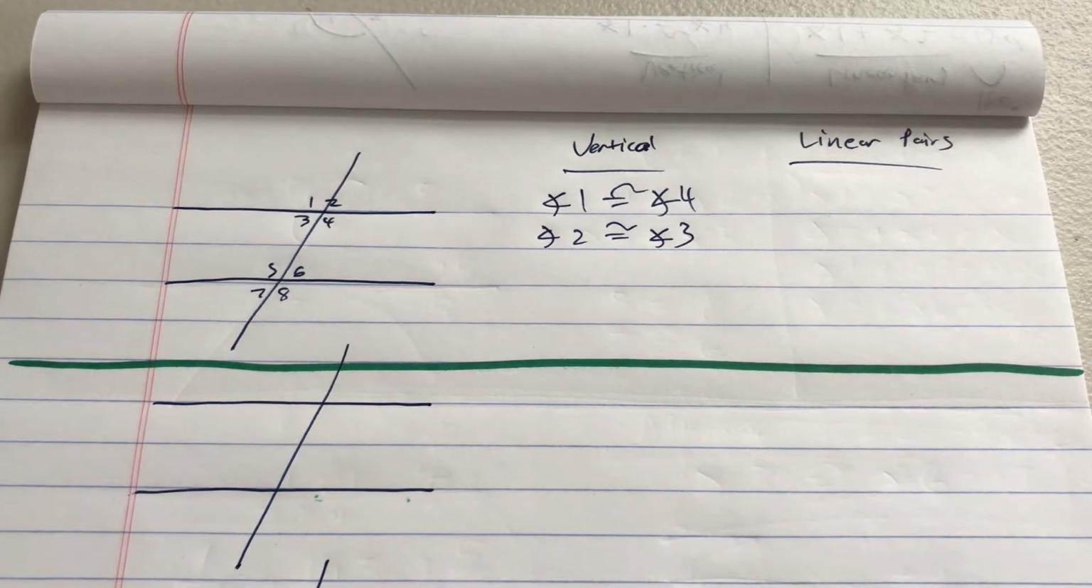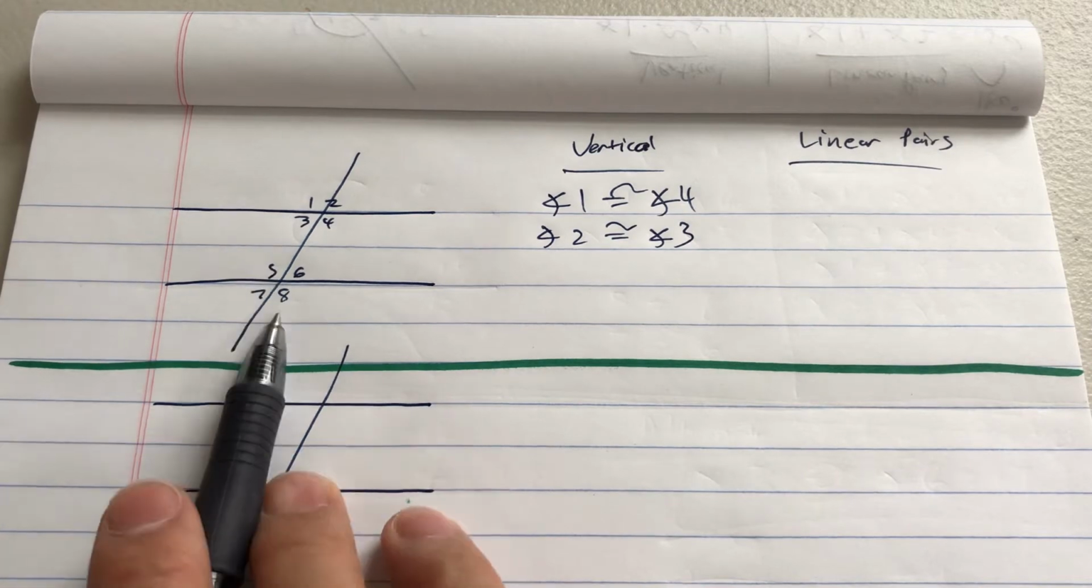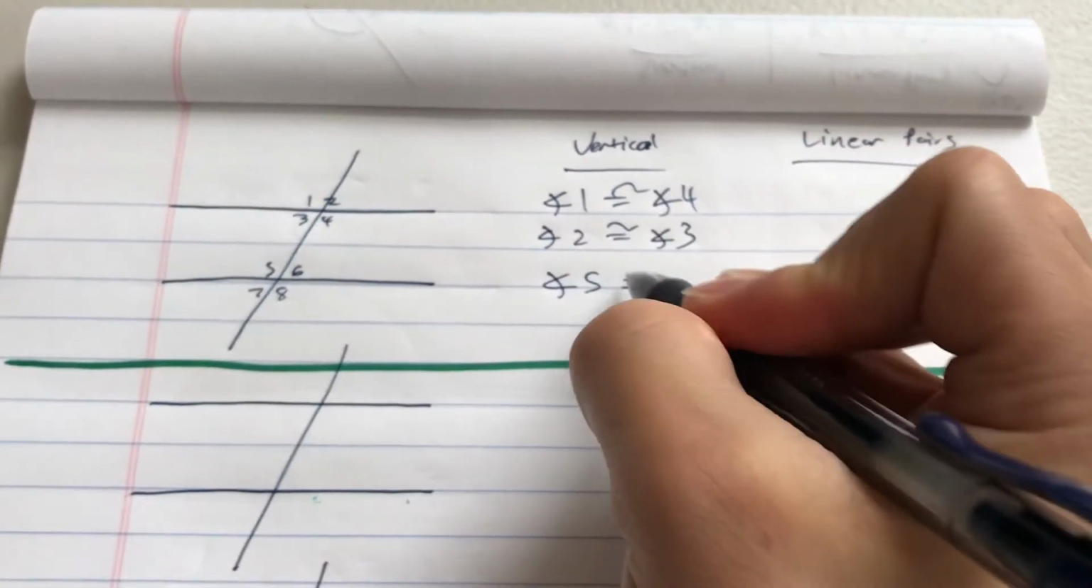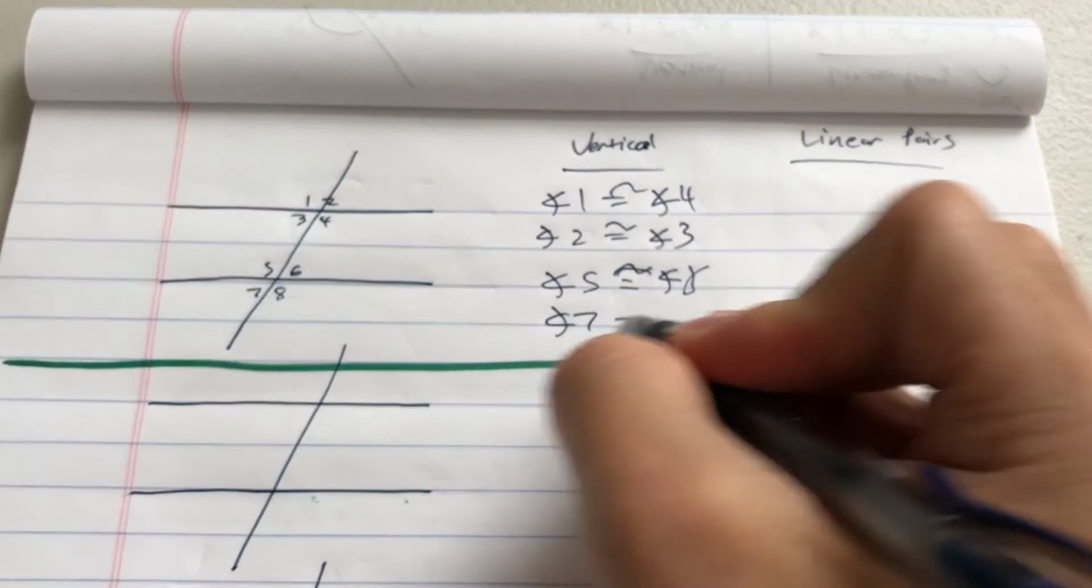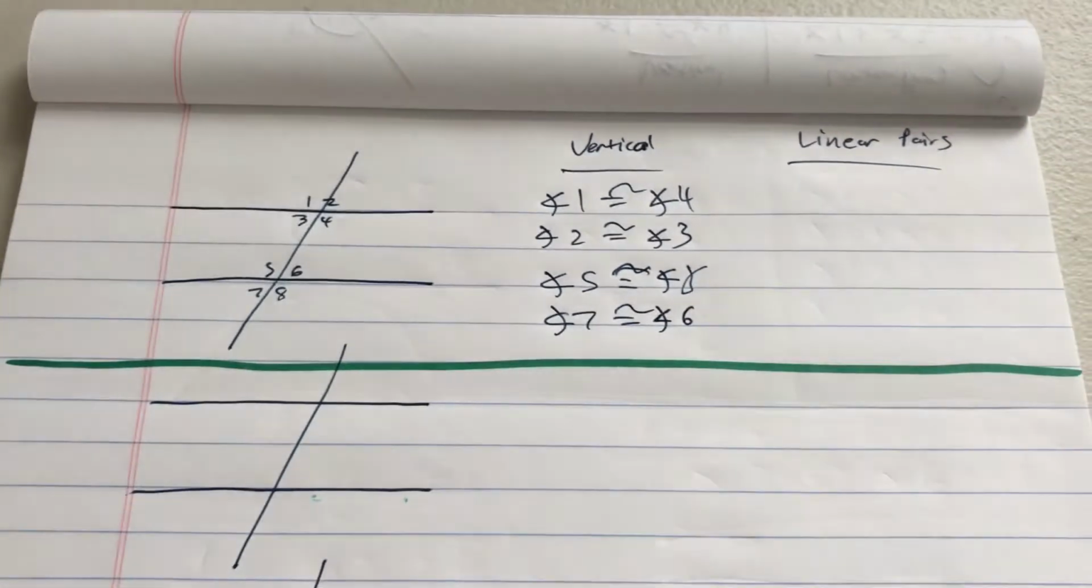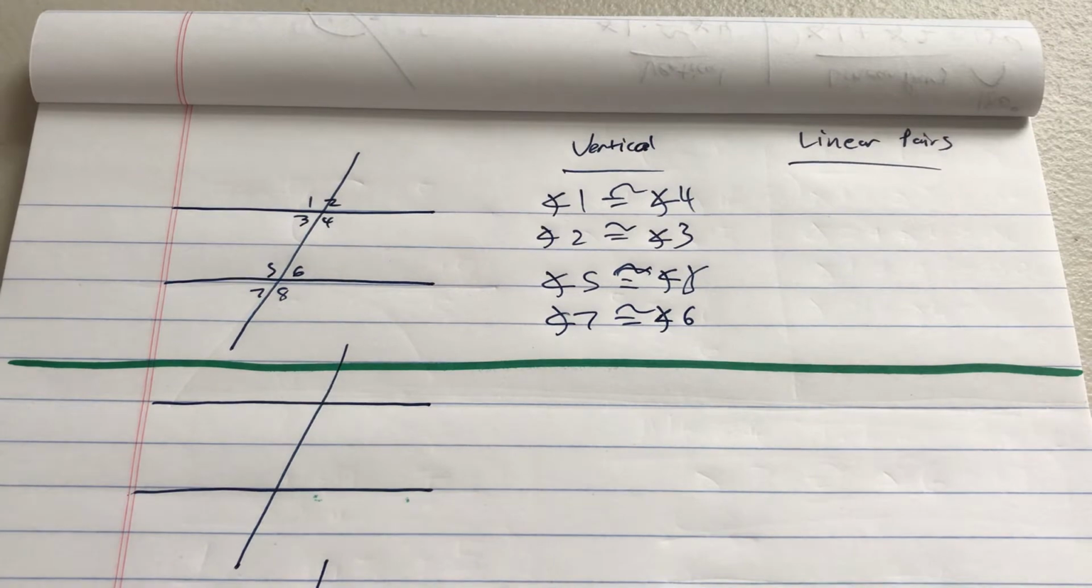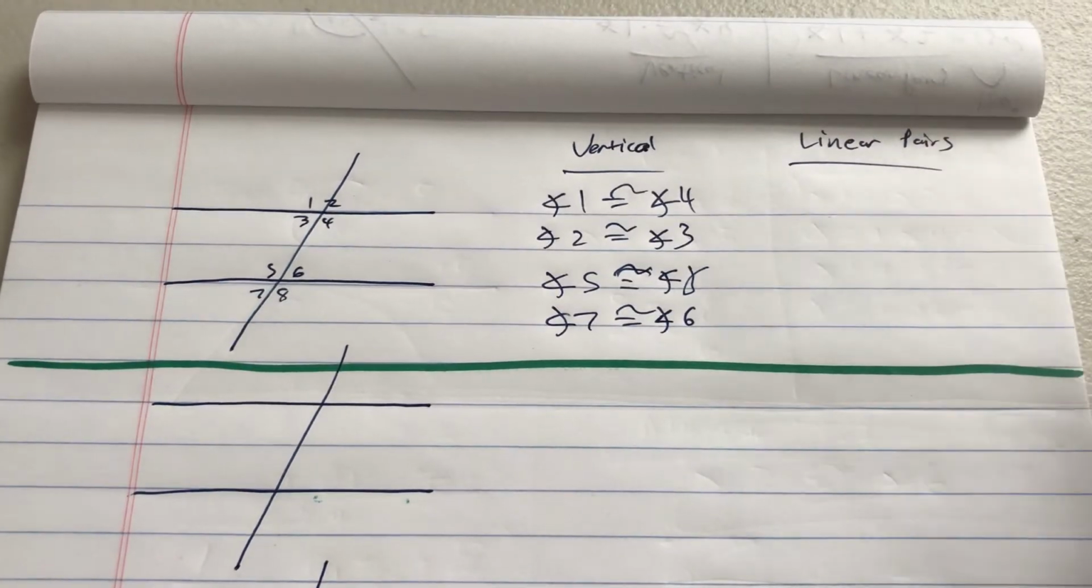And then you can see on the bottom as well, now you can guess, oh yeah, 5 and 8 are vertical angles because they are equal and opposite, right? Equal and opposite. And then 7 and 6 are vertical angles because they are equal and opposite. So that's straightforward, okay? The next thing that's straightforward would be linear pairs.